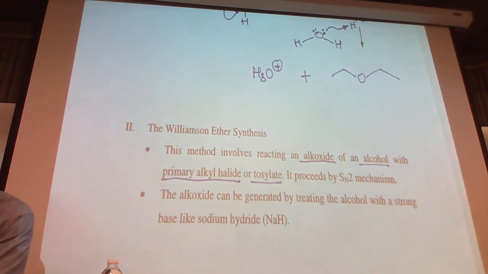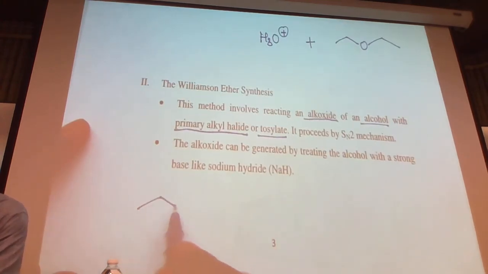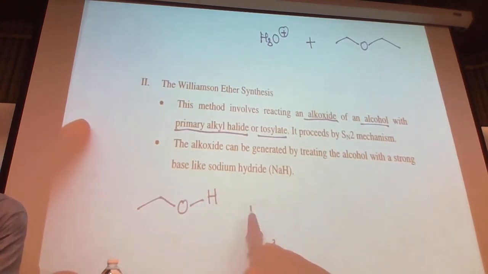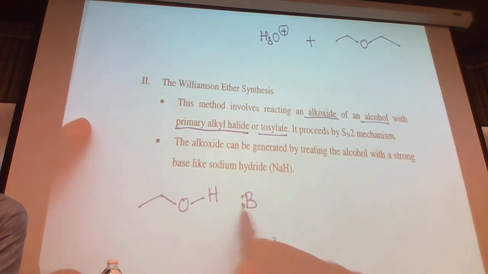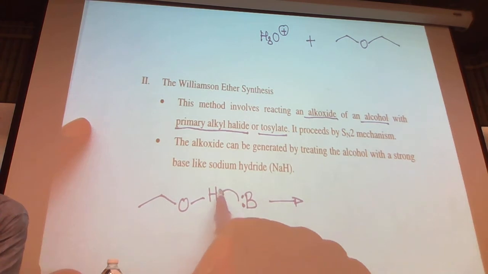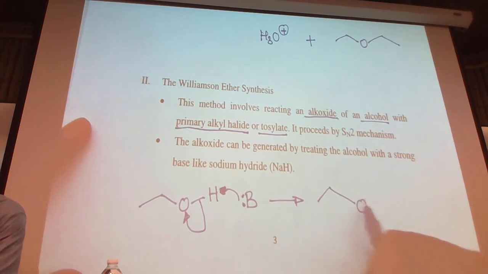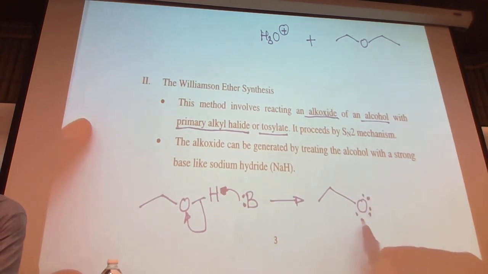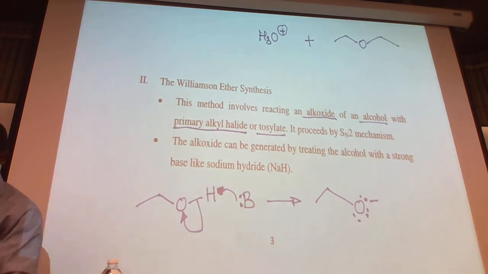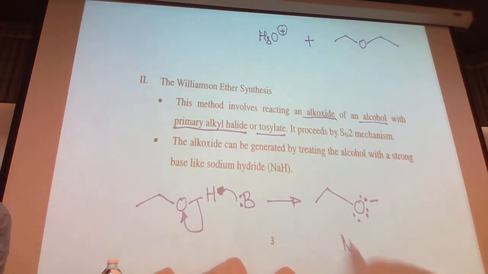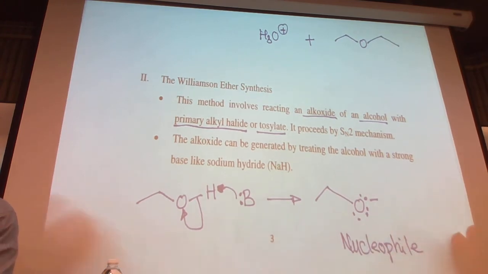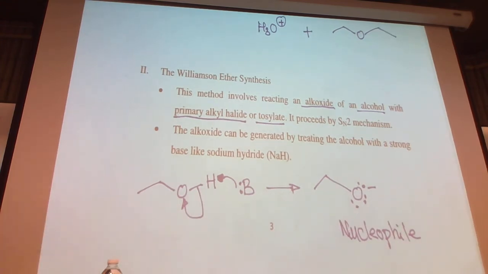So what are we saying? Basically, if you have this alcohol and you treat it with base, that base can remove this proton. It can deprotonate the alcohol, and you get an alkoxide. This alkoxide is what acts as a nucleophile in Williamson ether synthesis.